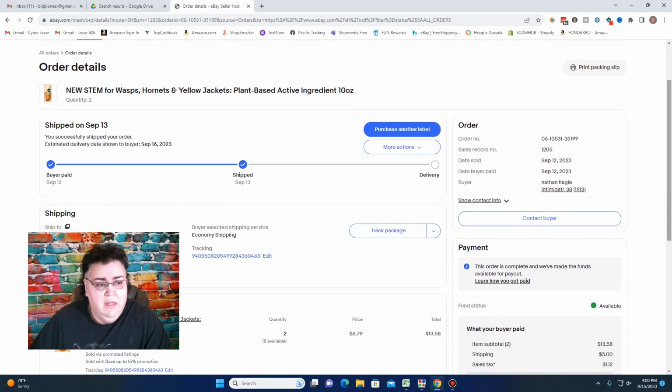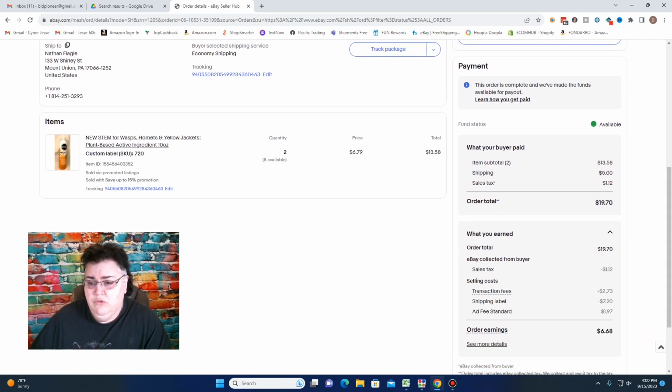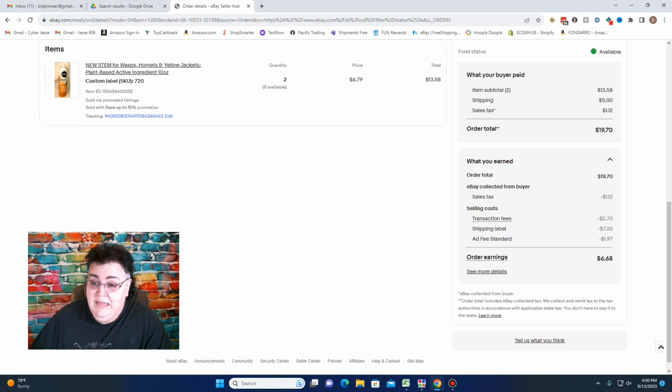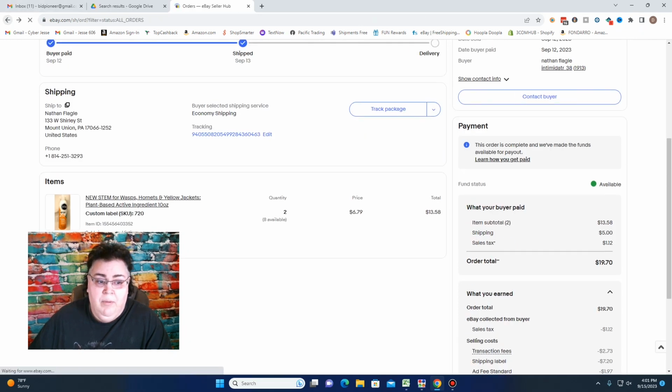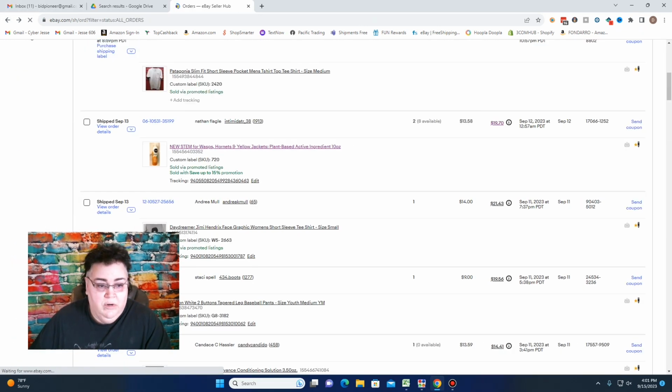So this one, if you go down here, you see we sold 2 of them for $13.58. We charged $5 shipping. Sales tax is here, so they paid $19.70. The order total, now here's where everything comes out. The label cost is $7.20, so we actually lost money on shipping on this item. The ad fee standard, probably promoted listings. So we sold 2, we made $6.68, which is fine because we paid $1 for them out of a pallet. Not usually what I'd look for in profit margin, but those I just kind of wanted to get rid of.